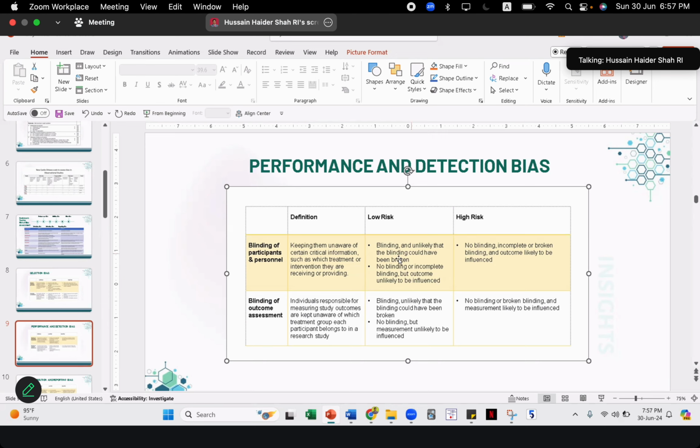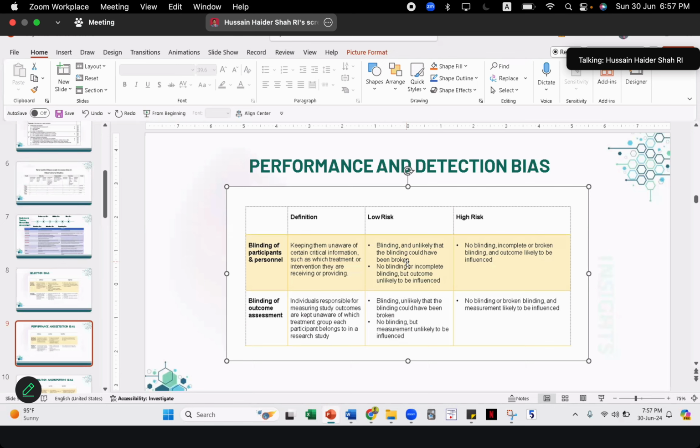If it is unlikely that the blinding could have been broken, if there is no break in the blinding, it is low risk. If no blinding has happened, or incomplete or broken blinding has happened, again, the blinding of participants and personnel is very important in the randomized control trial. If it is broken, it will be high risk. If it is not broken, it will be low risk.